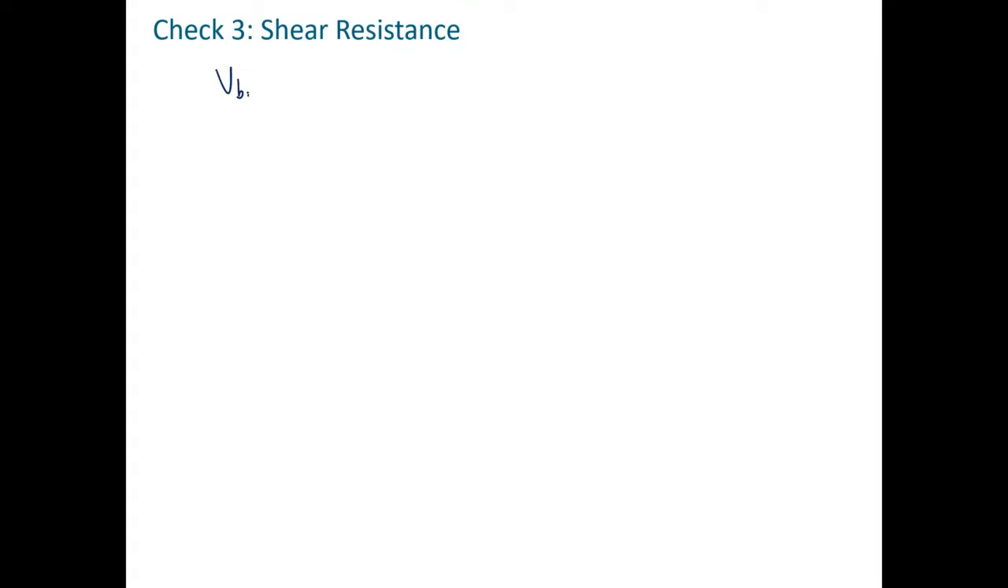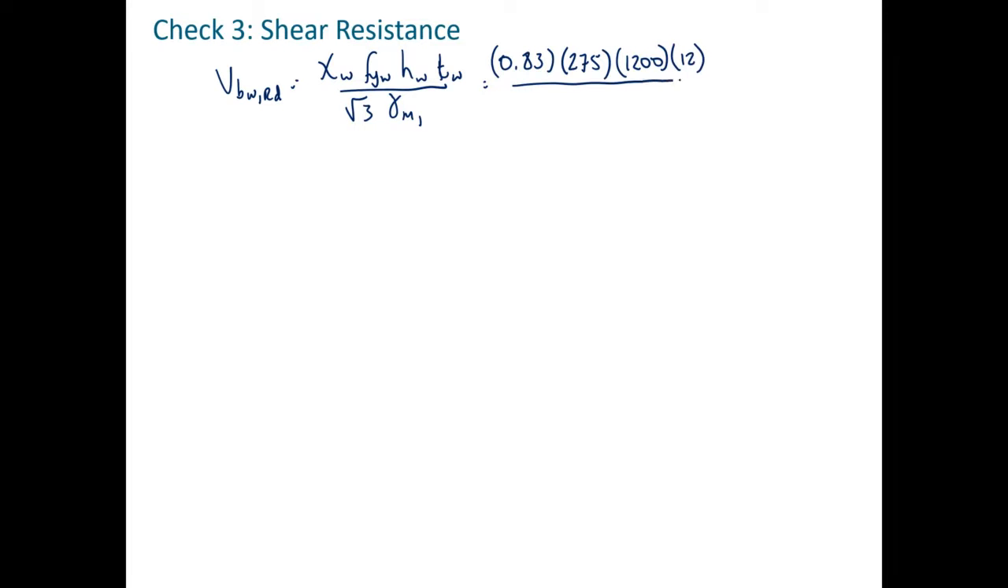Okay, so then we have the shear buckling resistance, which is equal to that reduction factor times Fy of the web, times the height of the web, times the thickness of the web, all divided by square root of 3 times gamma M1. So that 0.83 we just worked out, 235 for the yield strength, height of the web 1200, thickness of the web 12, divided by the square root of 3 times 1 for the partial factor of safety.